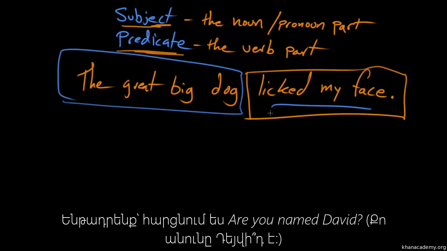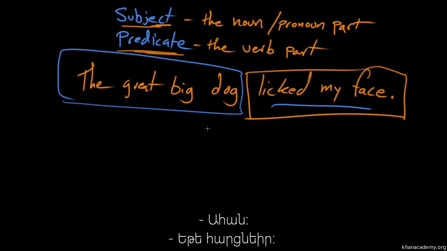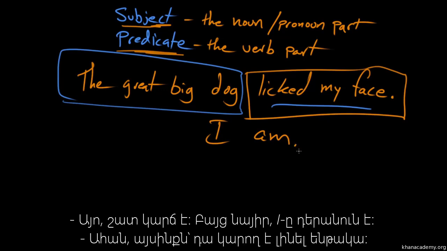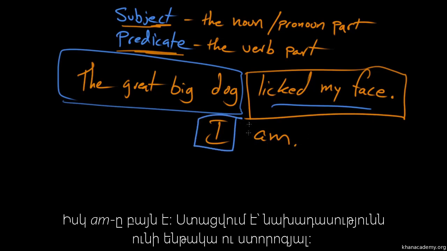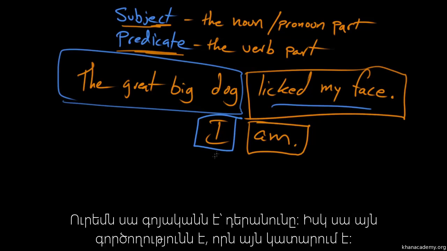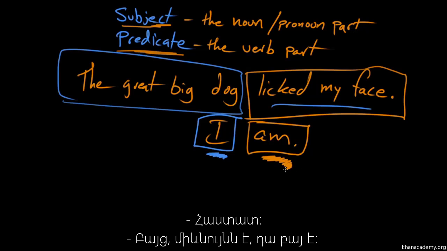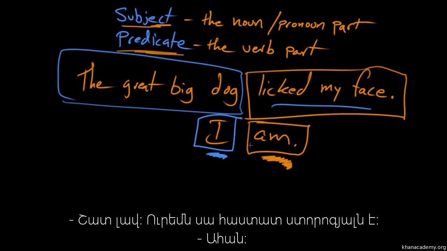So if you asked a question like, are you named David? If you asked that of me, which, go ahead. Are you named David? I am. Is this a sentence? It's really short. It is very short, but you see I is a pronoun. So that can be the subject. And am is a verb. So it has a subject and a predicate. So this is the noun or pronoun part, and this is the action that it is performing. Although am or being isn't really an action. It's more of a linking verb. Sure. But it's still a verb. So this is the predicate then, for sure.